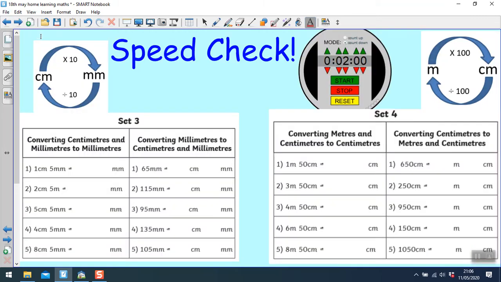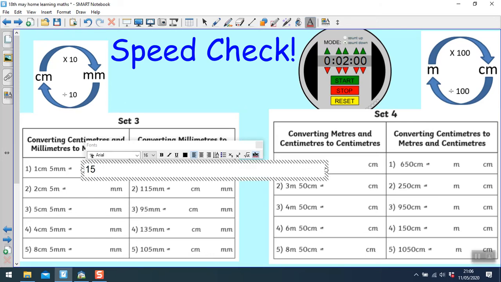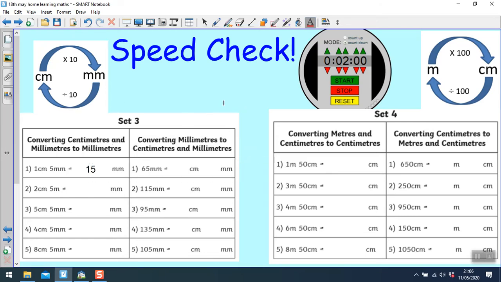Here is a speed check. So you've got 2 minutes again. Sometimes they're a little bit trickier than yesterday. So you've got 1 centimetre, 5 millimetres. You've got to write the whole number in millimetres. Remember that 1 centimetre is the same as 10 millimetres plus the 5, which is going to be 15 millimetres. You have got 2 minutes. Off you go.